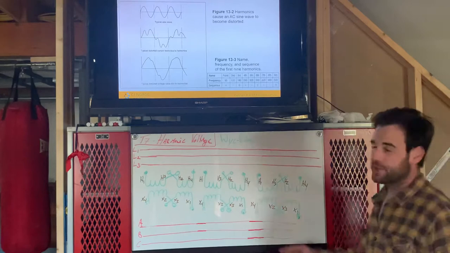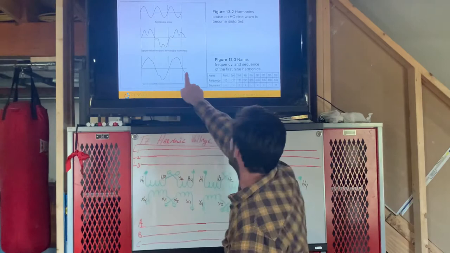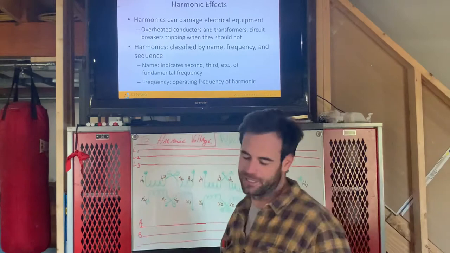Right here, this is our standard sine wave up on top. And this is just showing you what the current wave could look like due to harmonics, just very distorted. And this is what our voltage sine wave could look like, distorted. The problem with harmonics is they can cause problems in our equipment in our system.